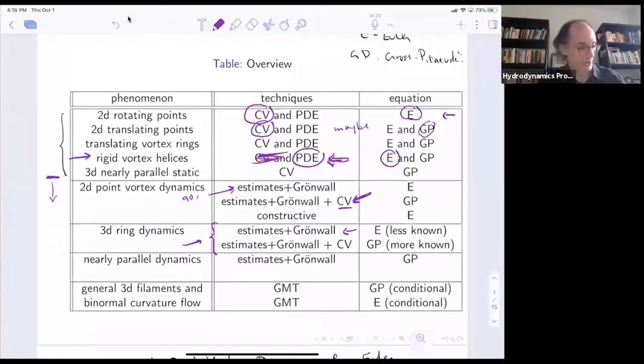When I say less known, I mean in particular that it has not been verified for Euler. It has been verified for Gross-Pitaevskii. But this is a pretty technical result, and the problem is finished, or at least that part is, there's more to do, but that's technical. So I plan to concentrate on what's known.